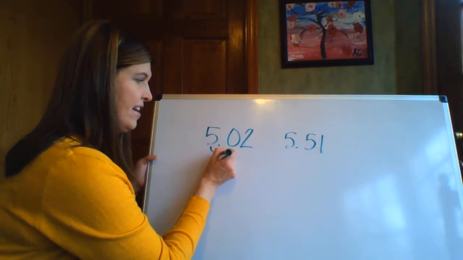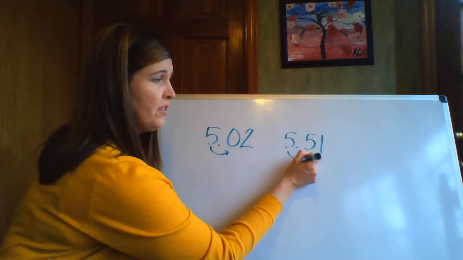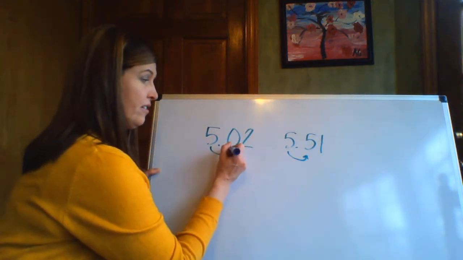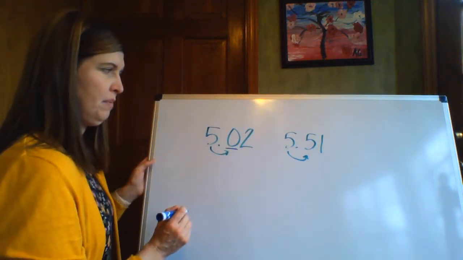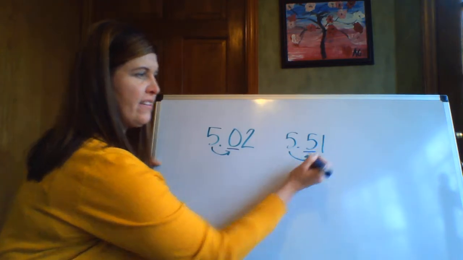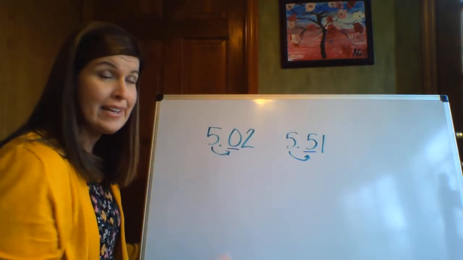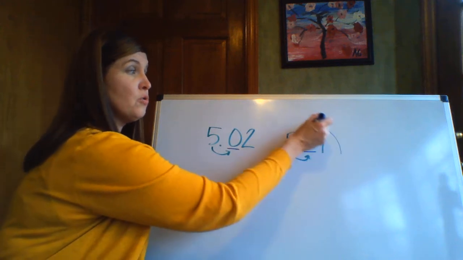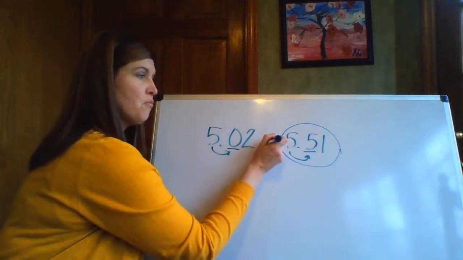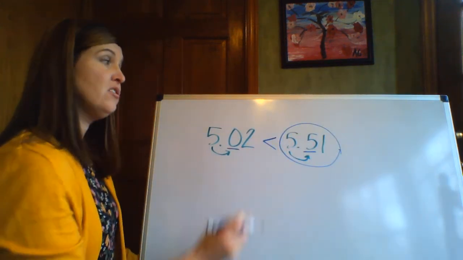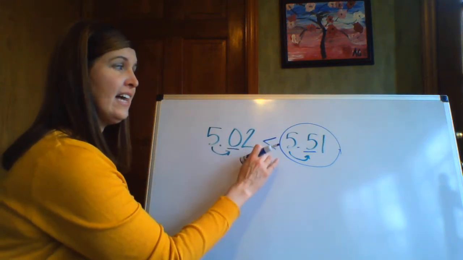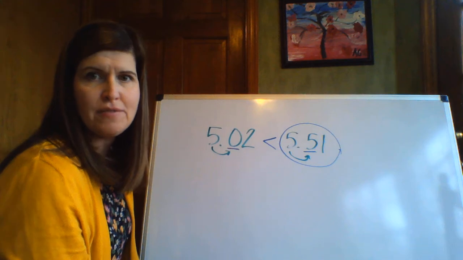Then I need to go to the next place value. And when I go to the next place value, I see that there is a 0 in the tenths place and a 5 in the tenths place over here. I don't need to go any farther because I know that this is going to be my greater decimal. So I'm going to read that: 5.02 is less than 5.51.